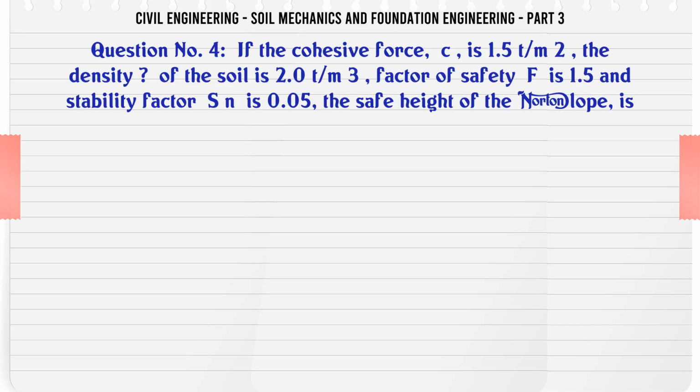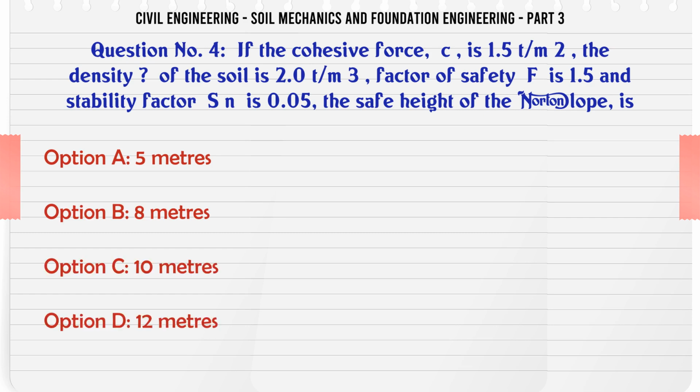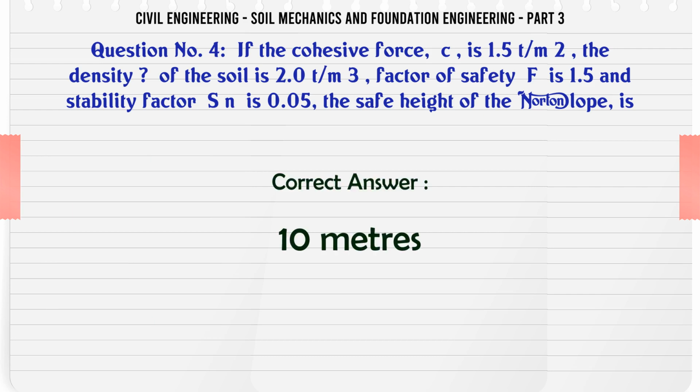If the cohesive force C is 1.5 t/m², the density of the soil is 2.0 t/m³, factor of safety F is 1.5 and stability factor Sn is 0.05, the safe height of the slope is A. 5 meters, B. 8 meters, C. 10 meters, D. 12 meters. The correct answer is 10 meters.